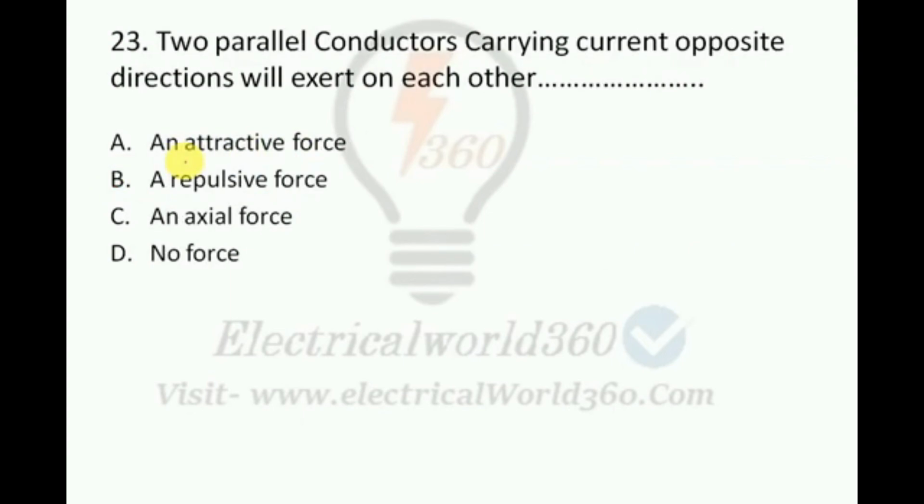Two parallel conductors carrying current in opposite directions will exert on each other an attractive force, a repulsive force, an axial force, or no force. So in this case option B will be the right answer. Two parallel conductors carrying current in opposite directions will exert on each other a repulsive force.